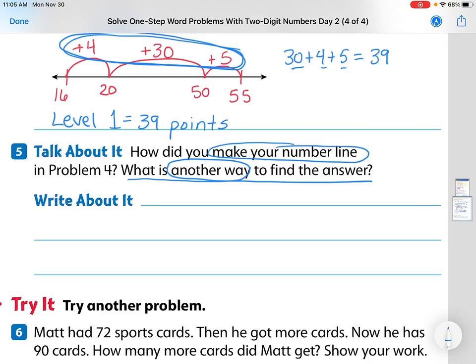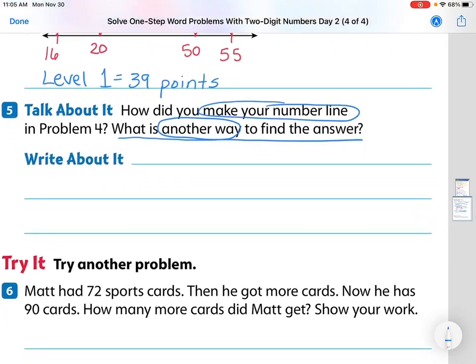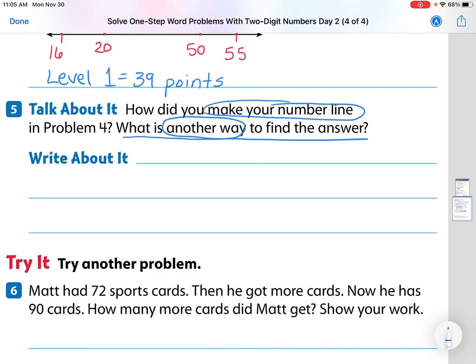So pause the video and do your writing. You have a lot to write. You might want to go ahead and give yourself an extra line for doing your writing, but go ahead and pause the video and start your writing.